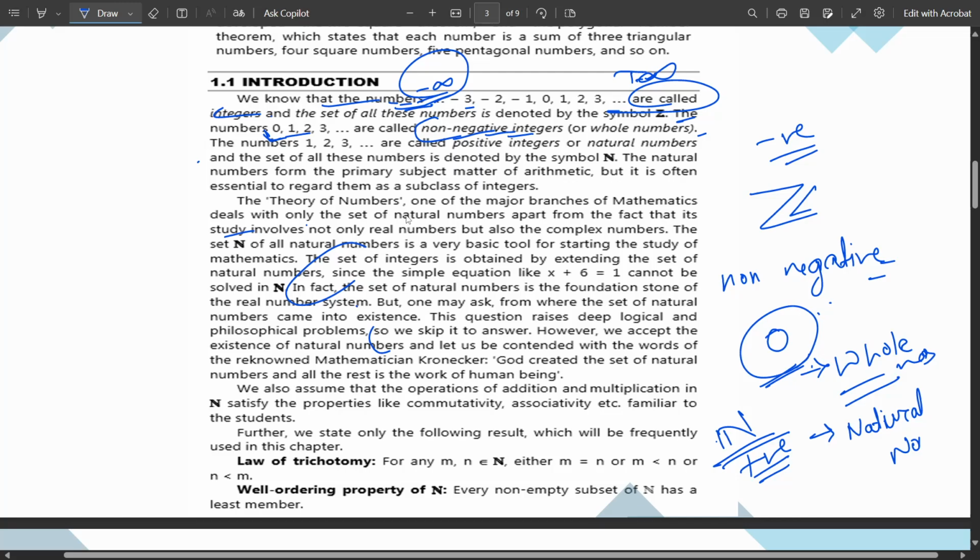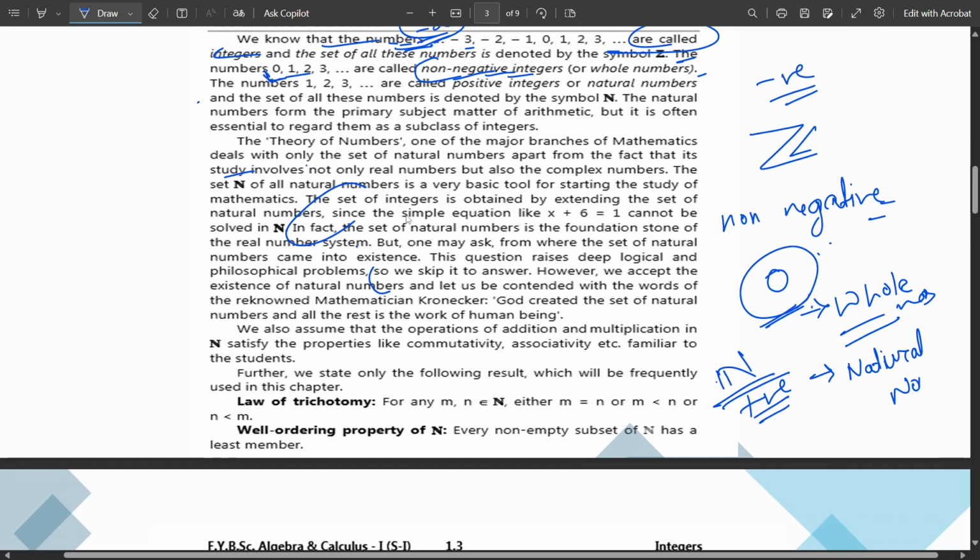Okay, now let's move to something more advanced. So this is our first topic, that is the law of trichotomy. What is the meaning of tri? Tri means something related to three, right? Means you know that this is related to three.